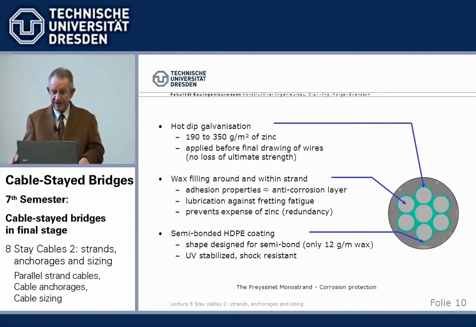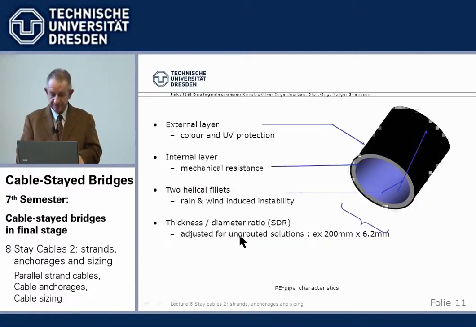Now the corrosion protection I have already basically mentioned. We have the hot dip galvanizing with all sorts of details you don't want to know now, how many grams per square millimeter and all that. It's all in the script. Then we have the wax filling in the interstices, and we have the directly extruded high density PE. That's what HDPE means. In addition, we have a PE pipe around.